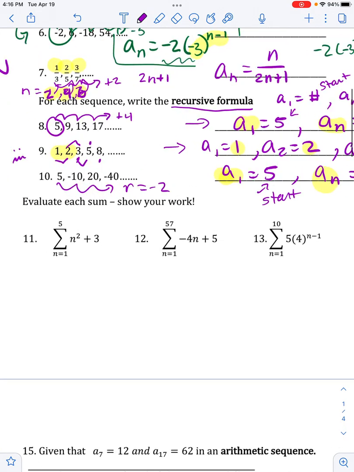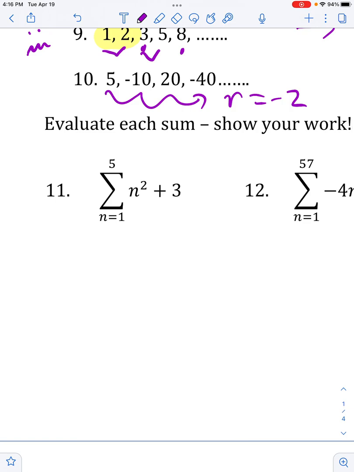Okay, this bottom part is going to be a big brain kind of thing. You need to look at this rule and decide if it's arithmetic, geometric, or neither. Arithmetic has to be linear, like mx plus b. This is not. Geometric has to have n in the power. This does not. So this is going to be a neither, which means there's not a shortcut. There's not a formula. I have to grind it out.